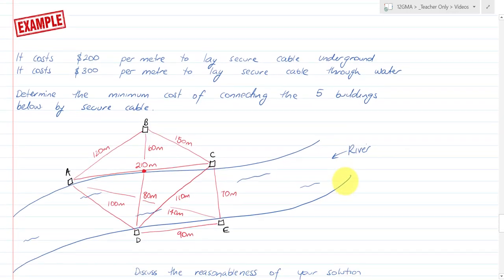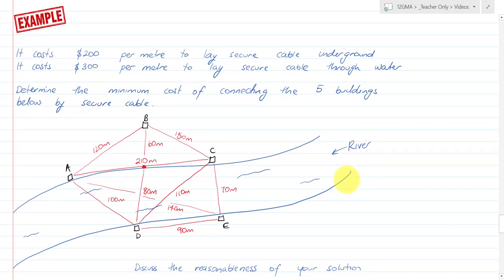Here's another example, a little bit trickier only because it's in context. It costs $200 per metre to lay a secure cable underground. It costs $300 per metre to lay a secure cable through water. Determine the minimum cost. So we're now talking about a minimum cost question, and we need to work out what these graph edges are worth in terms of costs.